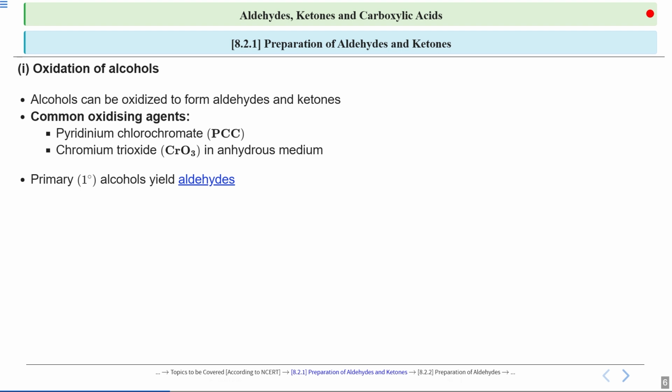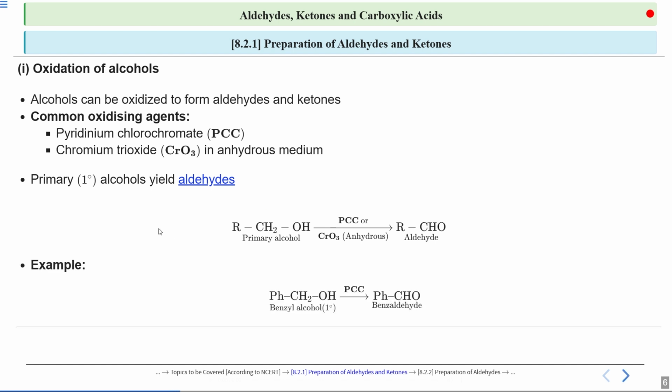So primary alcohols yield aldehydes. When you oxidize a primary alcohol, what do you get? You get an aldehyde. If you look at this particular reaction, here you see a primary alcohol. Primary alcohol, why? Because the carbon to which your OH group is attached is further connected to one carbon only. So when you use an oxidizing agent like PCC or CrO3, you get an aldehyde. This alcohol is oxidized to an aldehyde. This CHO group shows that we have gotten an aldehyde.